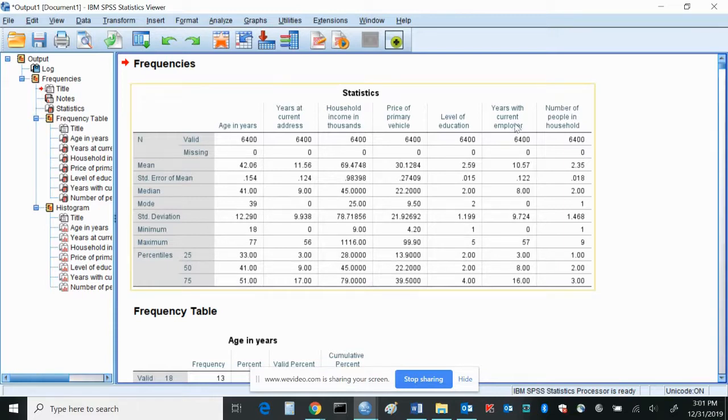Next, we have years at current employer, where the average number of years is 10. The median is 8, so it's not a very equal distribution, especially with the mode being 0. So I guess it's new hires. And the standard deviation is almost 9 years. So again, this tells us there's a very big variability between the different individuals in this sample and how many years they've been there. And this is further explained by that 0 to 57.